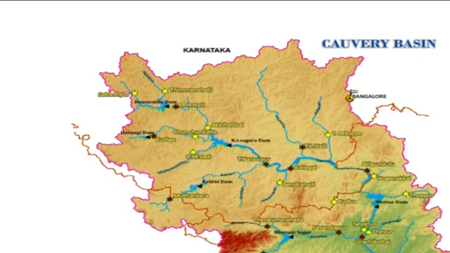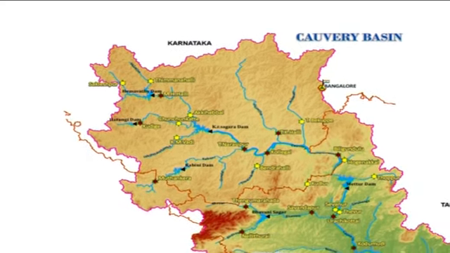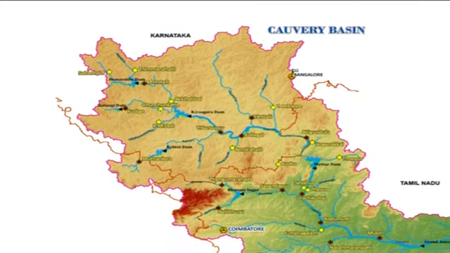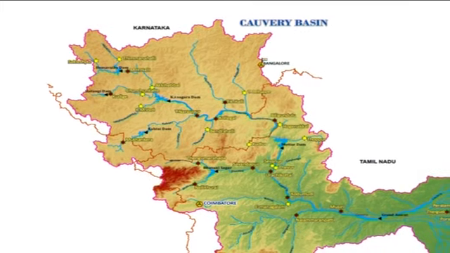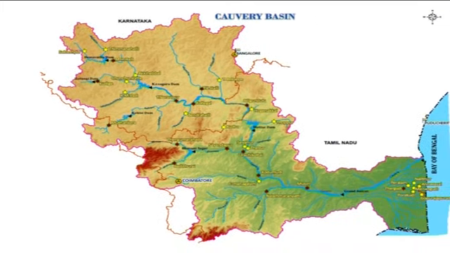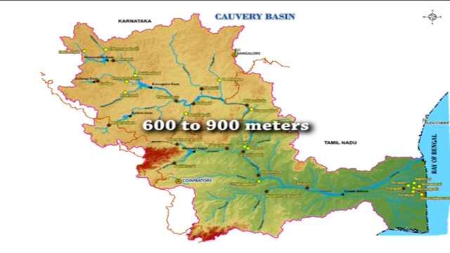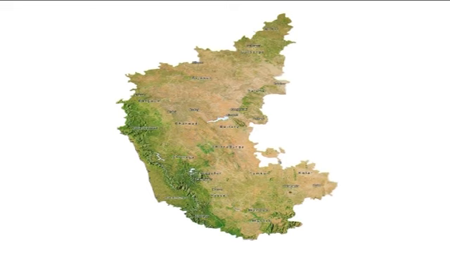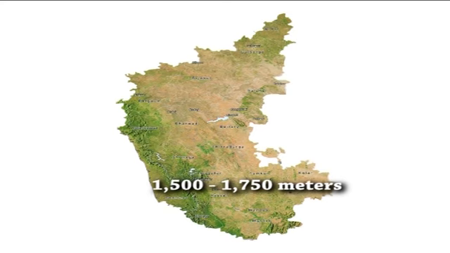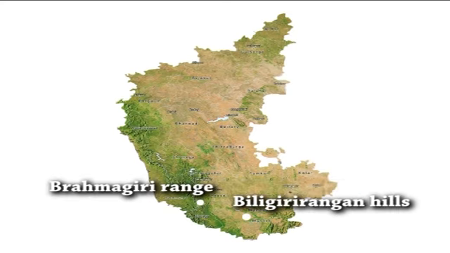In the west and south, it is enclosed by the ranges of Western Ghats and the northern part is an interrupted but clearly identifiable high plateau. In the east, the valleys of the Kaveri and its tributaries open out to form undulating plains. The general elevation of the region varies from 600 to 900 meters. However, residual heights of 1500 to 1750 meters are found in the Biligiri Rangana hills of Chamarajanagar district and Brahmagiri range of Kodagu district.